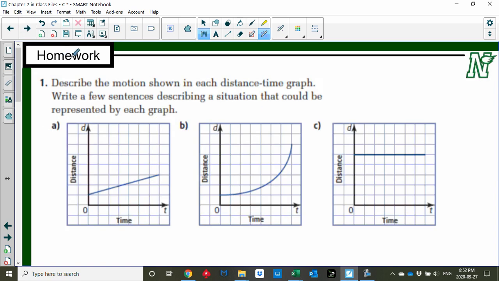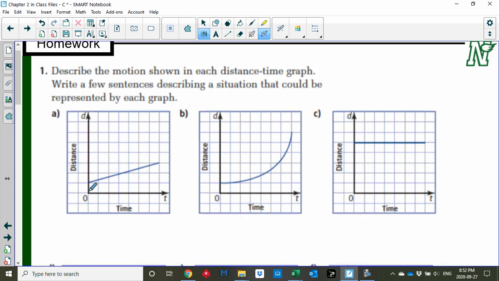Your homework: describe the motion shown in each distance time graph. Write a few sentences. I would say that this person started a little bit away from the CBR and they walked away from the CBR slowly. This person started the same distance away as this person, but they increased their speed while walking away. This person was a uniform speed. They went the same speed the whole time because of the straight line. This curved line means they're increasing their speed up to the right. If this person decreased their speed, they would start quickly and then they would go in this direction here. Okay, but the other way, this is not as steep as that.